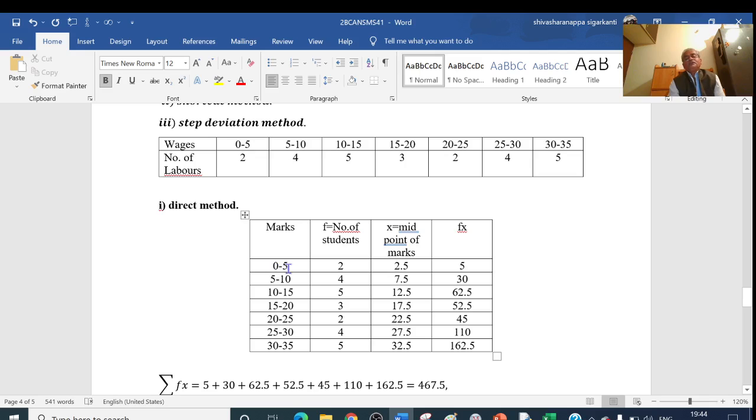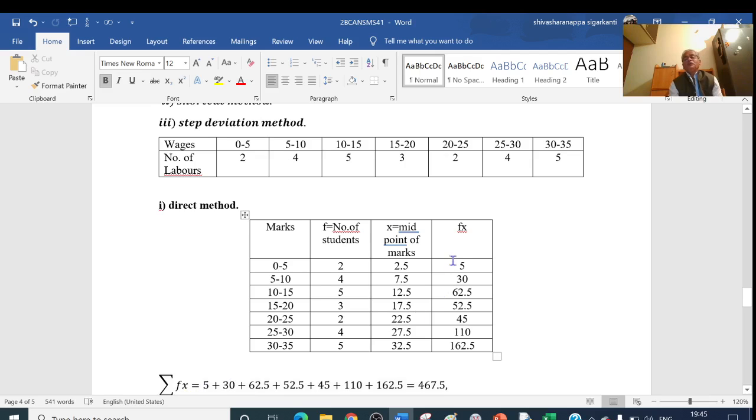0 plus 5 is 5 by 2 is 2.5. 5 plus 10 is 15, 15 by 2 is 7.5. So these are the midpoints of this class interval: 2.5, 7.5, 12.5, 17.5, 22.5, 27.5, 32.5. And then fx, f into x, f equal to 2 into this. Multiplying these two columns, we are getting f into x here. And taking the sum of fx, we get sigma fx.